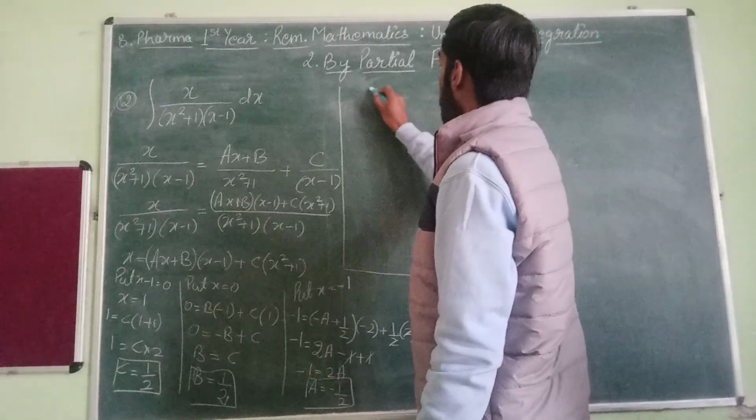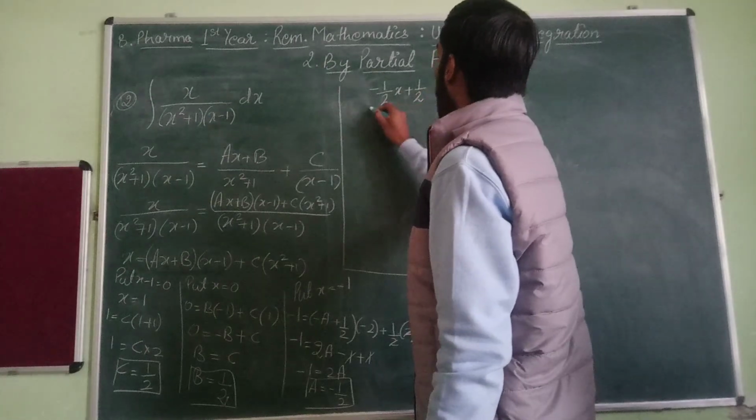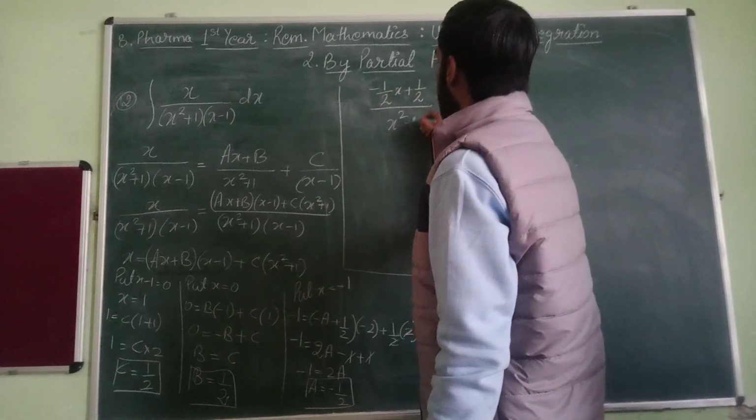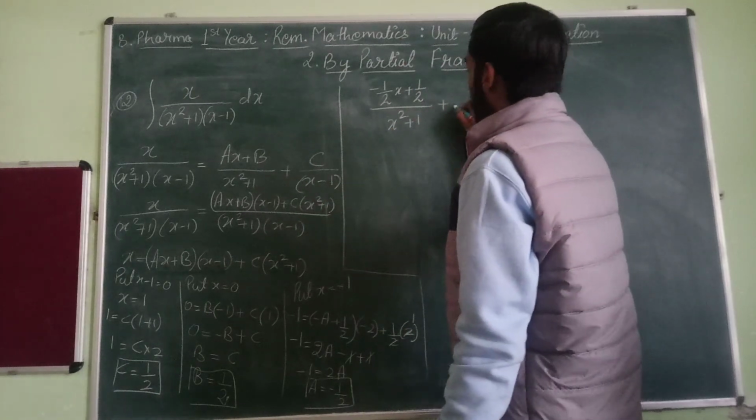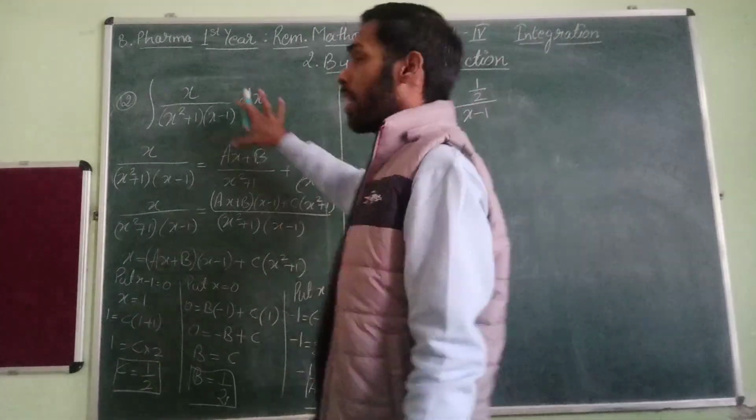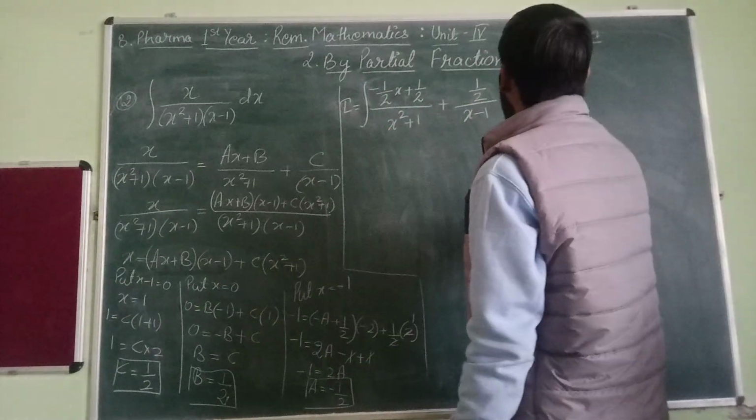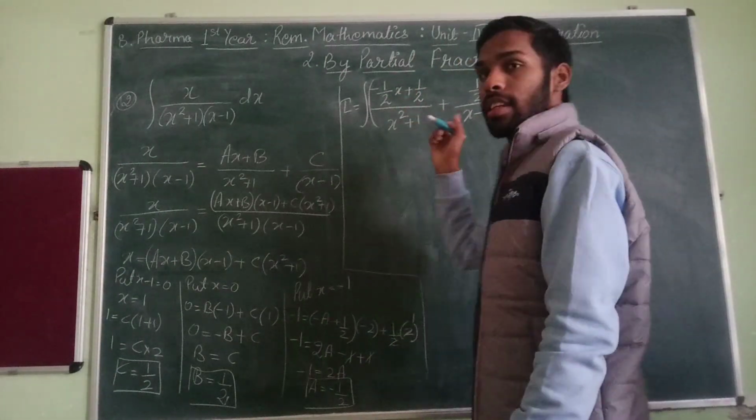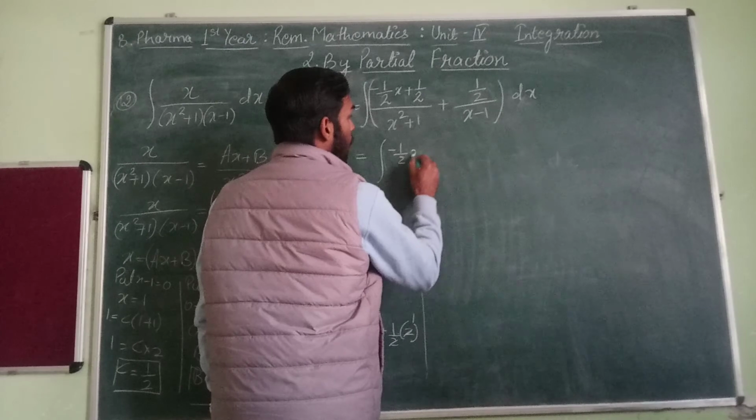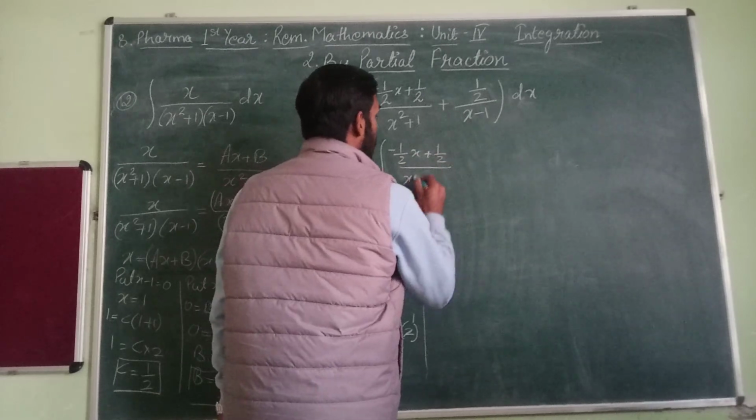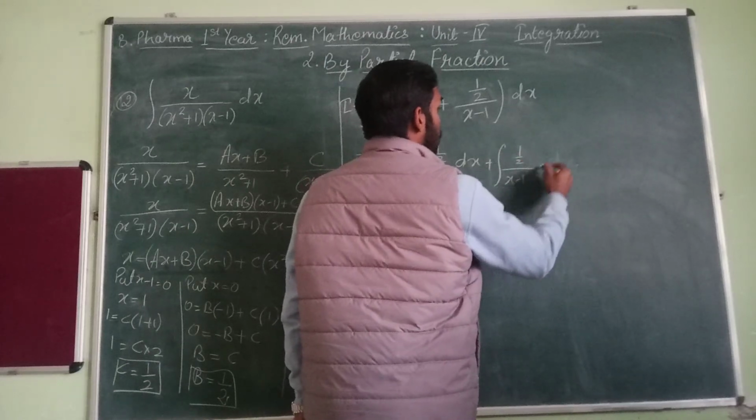Ax plus b, that is minus half x plus half upon x square plus 1, plus c, what is c? Again it's half upon x minus 1. What do you have to do with this function? Integration. So I equals, we'll put one integration sign. After that, kindly separate this integration into both the terms, like integral of minus 1 by 2 x plus 1 by 2 upon x square plus 1 dx, plus integral 1 by 2 upon x minus 1 dx.